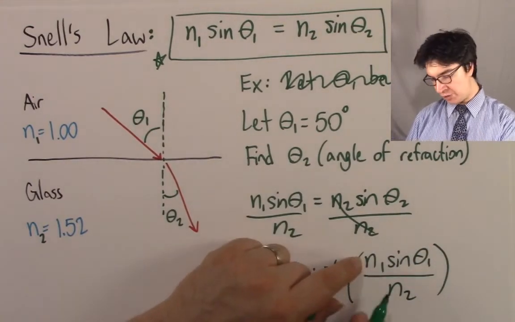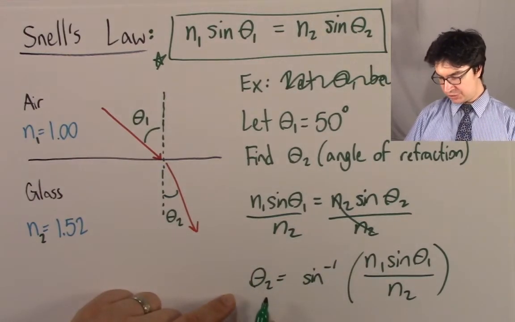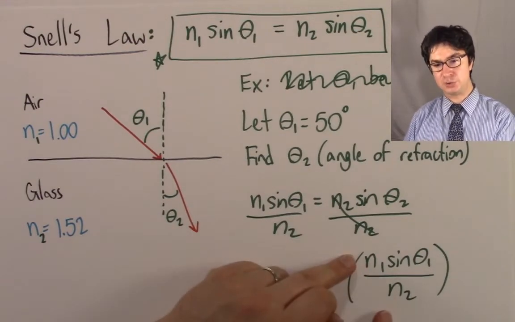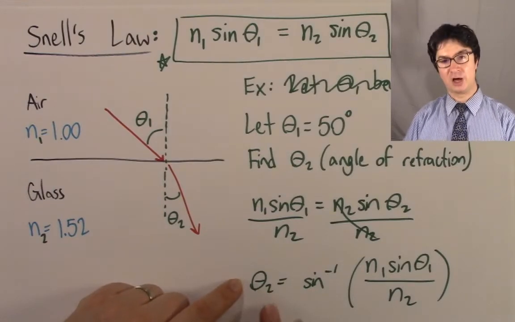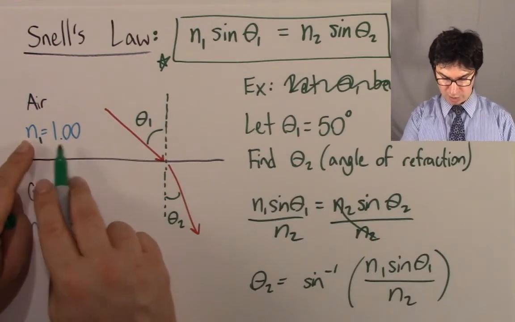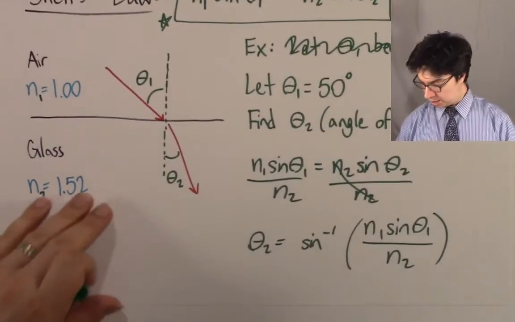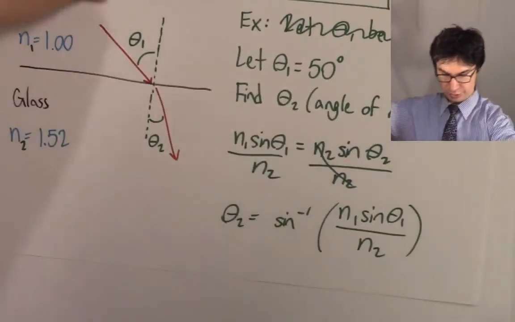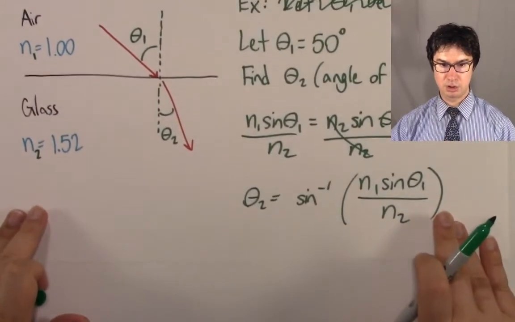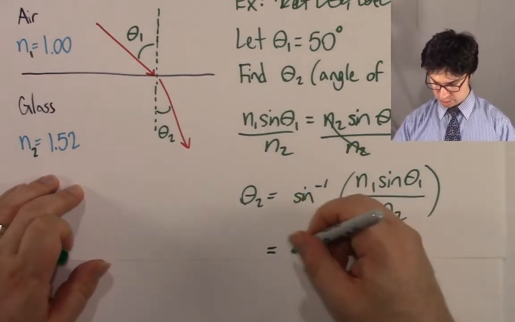And you can see here that the ratio of N1 to N2 is really going to determine this theta 2. And so the bigger this ratio is, or the more different N1 and N2 are, the more of an impact it's going to have on theta 2. All right, so based on the givens that we have, N1 is 1, N2 is 1.52, and we have theta 1, we can plug all of these values into our equation, and we can get a number for theta 2.